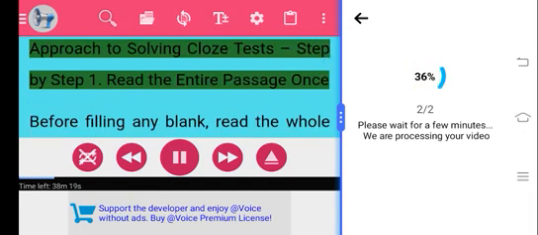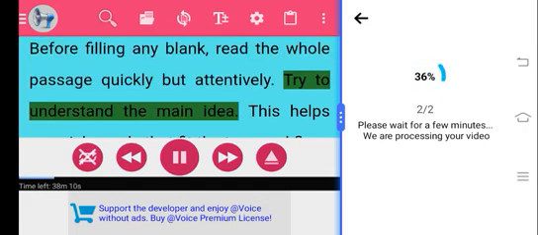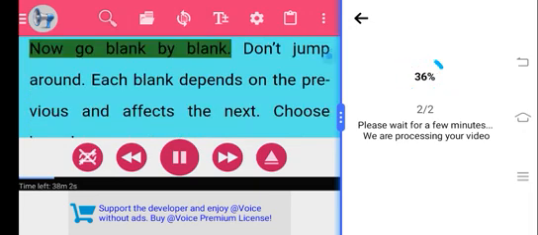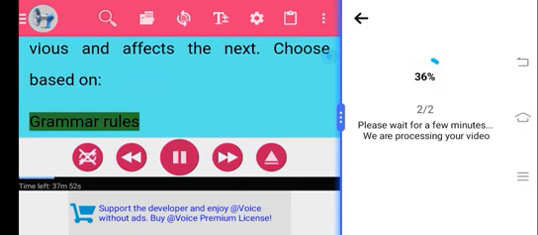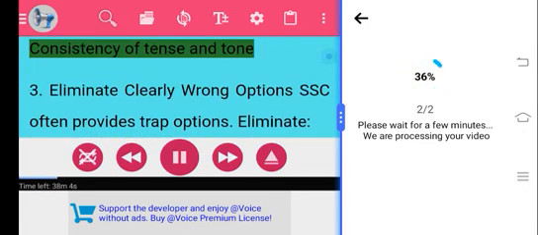Step by step. 1. Read the entire passage once. Before filling any blank, read the whole passage quickly but attentively. Try to understand the main idea. This helps you pick words that fit the tone and flow. 2. Start from the first blank. Go blank by blank. Don't jump around. Each blank depends on the previous and affects the next. Choose based on grammar rules, logical sense, vocabulary context, consistency of tense and tone.